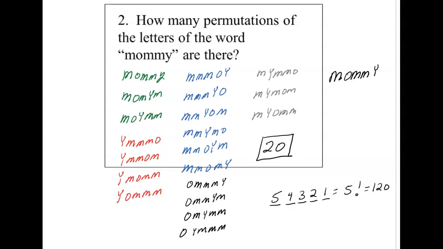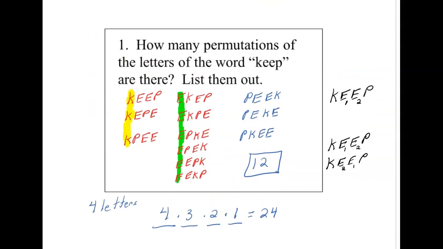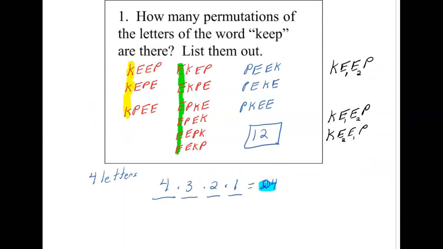However, the answer here is only 20. So what's going on here? Why is the answer in mommy not 120, but 20? And why is the answer in keep not 24, but 12? Some of you may already realize, well, in the letters keep, there are 2 E's. So you might have said, well, 24 divided by 2 is 12.